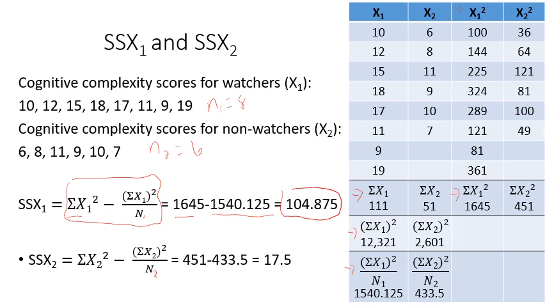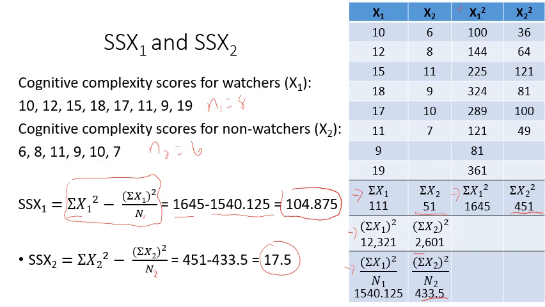You do the sum of x squared 2, which was 451 over here. Then the sum of x, which is 51, square that, then divide that by 6, and you get 433.5, and you get a final of 17.5.